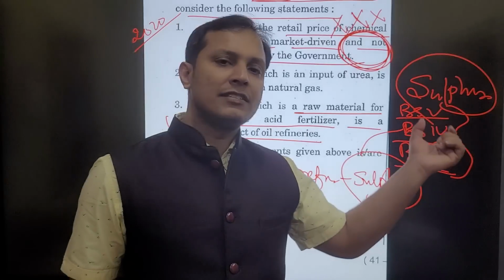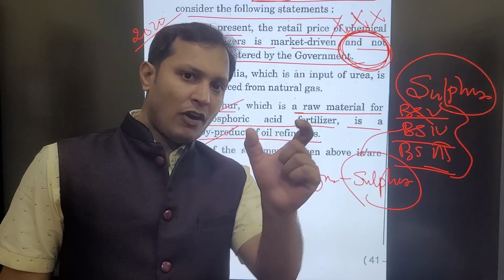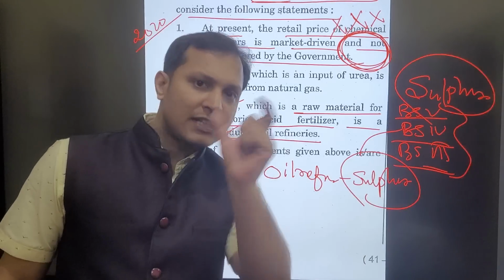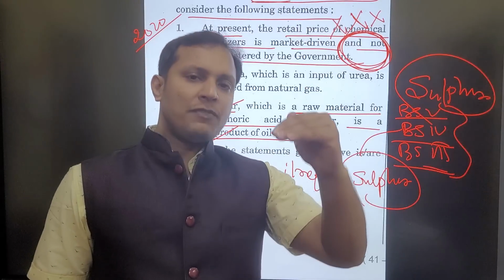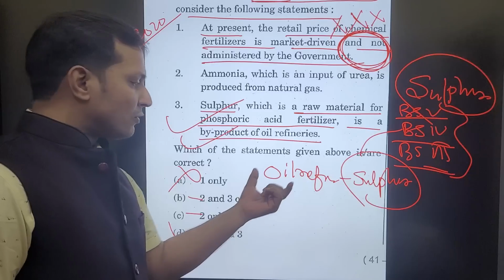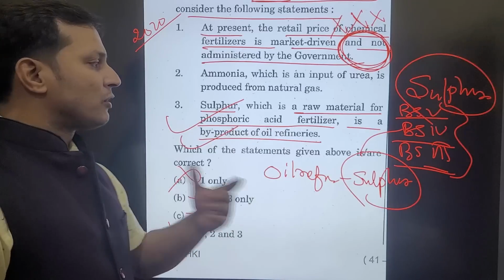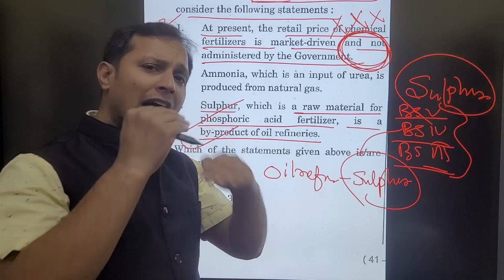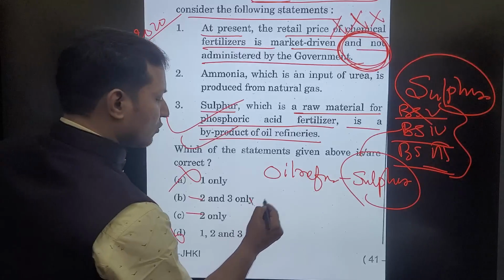You must have seen Euro 4, Euro 5, Bharat Stage 5, Bharat Stage 4 oil, diesel, petrol. What is this? BS4, BS3, BS4. Sulfur content only. The less sulfur content is BS5. The more sulfur content is BS3, BS2. Similarly, we can easily derive that in oil refineries the byproduct is definitely sulfur, because they have to take sulfur out of the oil to make higher grades of oil. So definitely 3 is correct. So we get the answer 2 and 3 only.